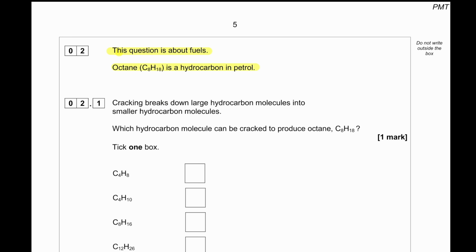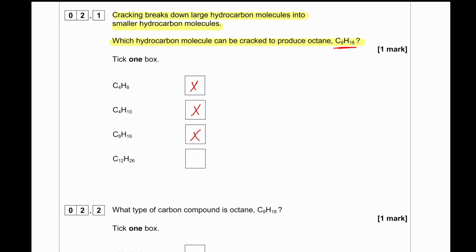This question is about fuels. Octane is a hydrocarbon in petrol. Cracking breaks down large hydrocarbon molecules into smaller hydrocarbon molecules. Which hydrocarbon molecule can be cracked to produce C8H18? So as you can see, C8H18 is already a very large hydrocarbon. So we need an even bigger hydrocarbon than that. So we will require C12H26 at minimum in order to produce such a large hydrocarbon.